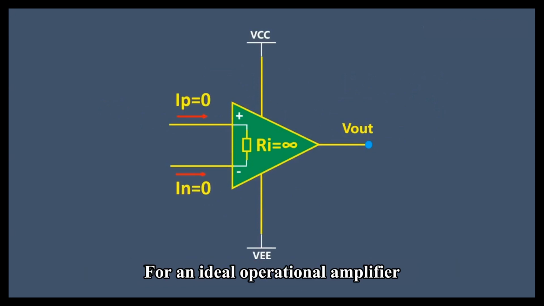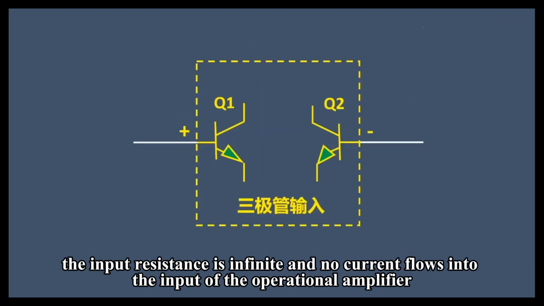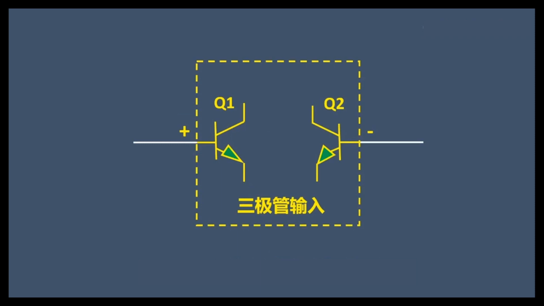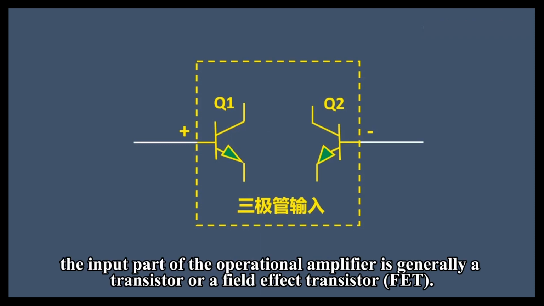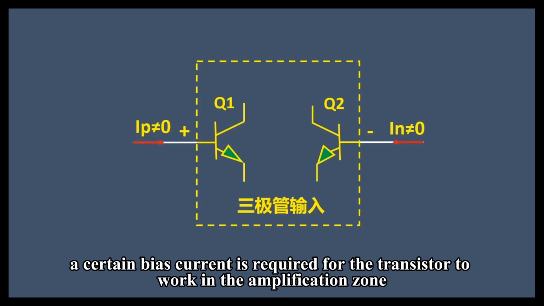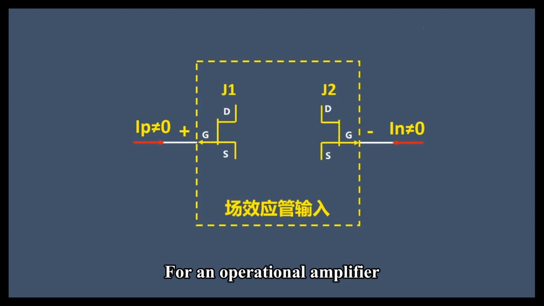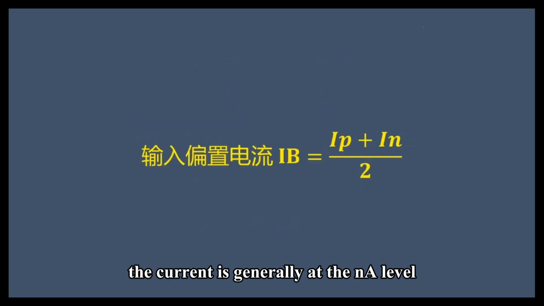For an ideal operational amplifier, the input resistance is infinite and no current flows into the input of the operational amplifier. However, in reality, the input part of the operational amplifier is generally a transistor or a field effect transistor, FET. For an operational amplifier with a transistor input, a certain bias current is required for the transistor to work in the amplification zone. For an operational amplifier, the current is generally at the nA level.